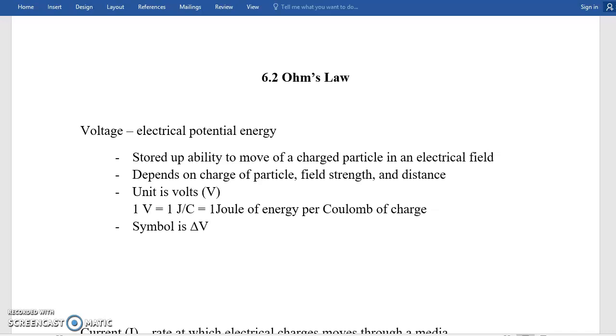What's keeping it from moving? That depends. There's a type of friction that'll stop things from moving, which we're going to get to in a minute. But voltage is just storing up that ability to move. It's kind of like a gravitational potential energy in that sense.